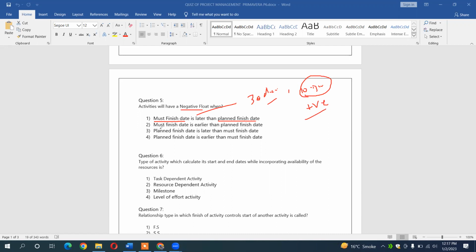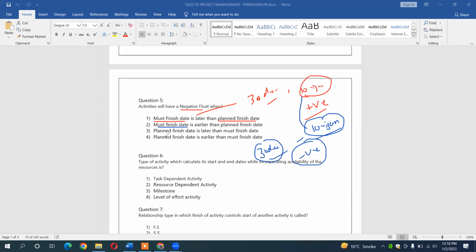What is the other condition? The other condition is that the must finish date is earlier than the planned finish date. Taking the same example, our planned finish date is 10th of January, but our must finish date is earlier. It means that on 30th of December we have to give the project to our client, but today's date is 10th of January, so it is very difficult to attain that. So we are in negative, and this condition is satisfied.